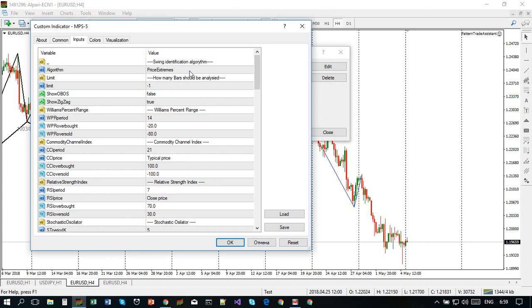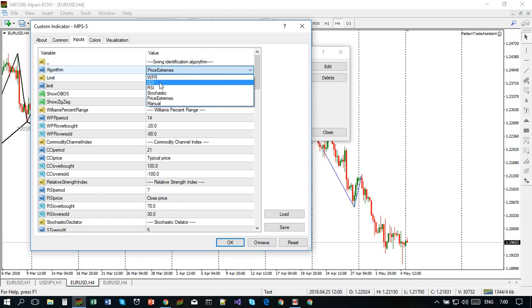They show the majority of major peaks and valleys, and so you can choose between them. In case we have some trending market, or you want to stay with some standard, some old school method of swing identification, you can use the price extremes. For example, the highest high between 10 bars, lowest low between 10 bars. This is called the price extreme method. So you can switch them.